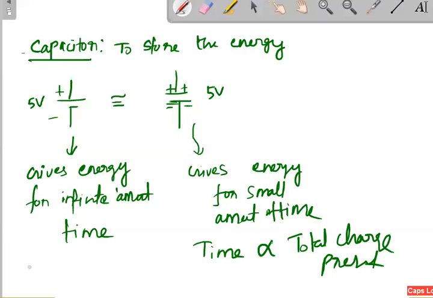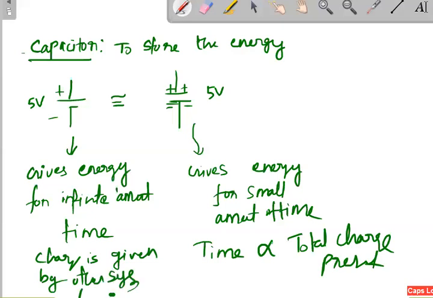The charge is replaced by another system periodically. Otherwise, it cannot give energy for an infinite amount of time. No finite element can give energy for an infinite amount of time. Somebody else is providing the energy for this battery. This is the idea. So this is the basic relationship between the battery and the capacitor.